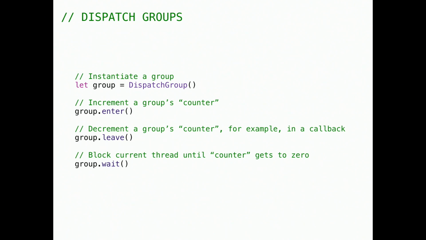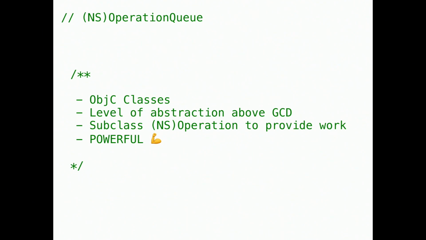So we'll see how this works later in some samples. So let's move on and talk about NSOperationQueue. If GCD is a level above an operating system thread, I would say an operation queue is a level above GCD. These are real objects, specifically Objective-C classes, and to provide work to a queue, you subclass NSOperation and override the main method.